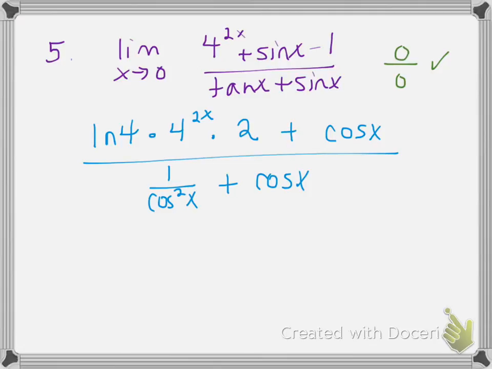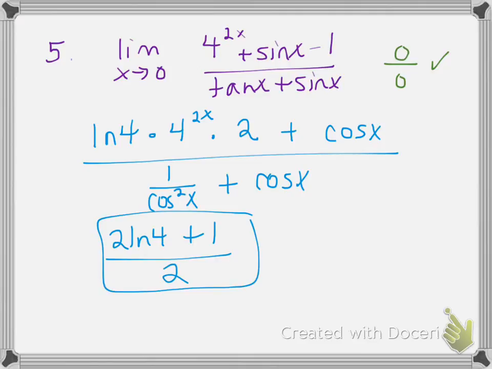Plug in a 0. 4 to the 0 is 1, so we have 2 ln of 4. Cosine of 0 is 1, so plus 1. 1 over 1 plus 1 is 2, and then we would leave our answer just like that. It is possible that you would have to do L'Hopital's rule more than once.